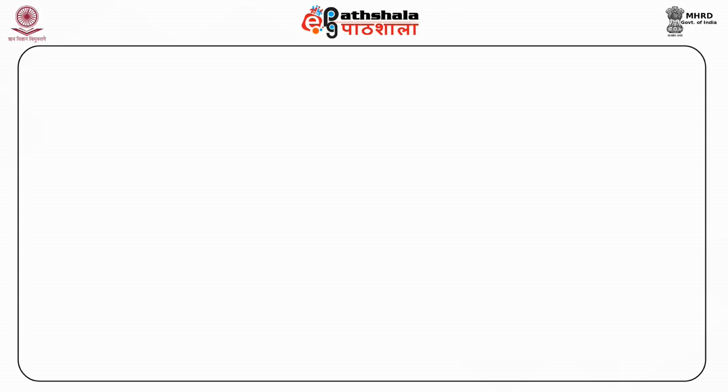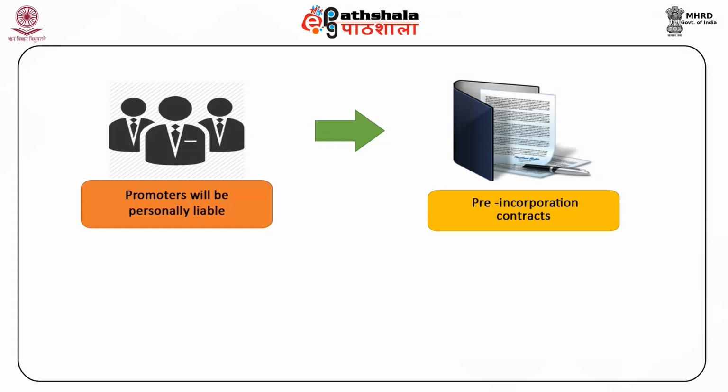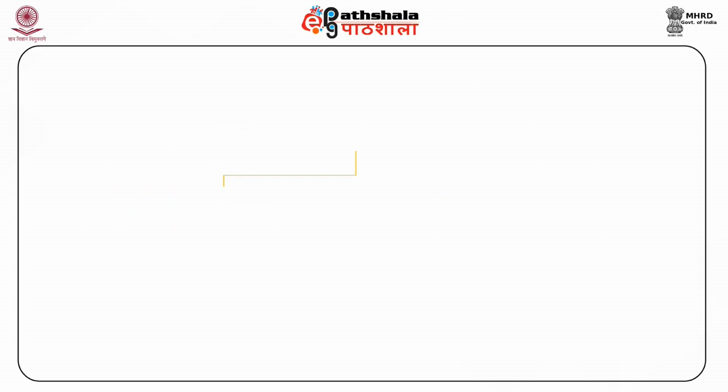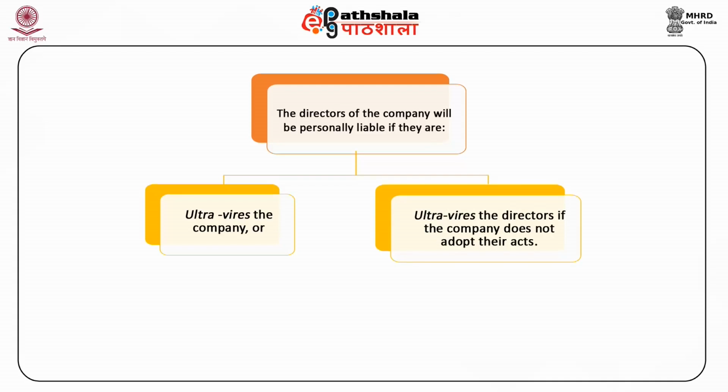Moving on, we shall now discuss the liability of promoters for pre-incorporation contracts. Promoters will be personally liable for all those pre-incorporation contracts which are not adopted by the company after incorporation. We shall discuss the various ultra vires acts. The directors of the company will be personally liable for all those acts which they have done on behalf of the company if they are 1. Ultra vires the company, or 2. Ultra vires the directors if the company does not adopt their acts.